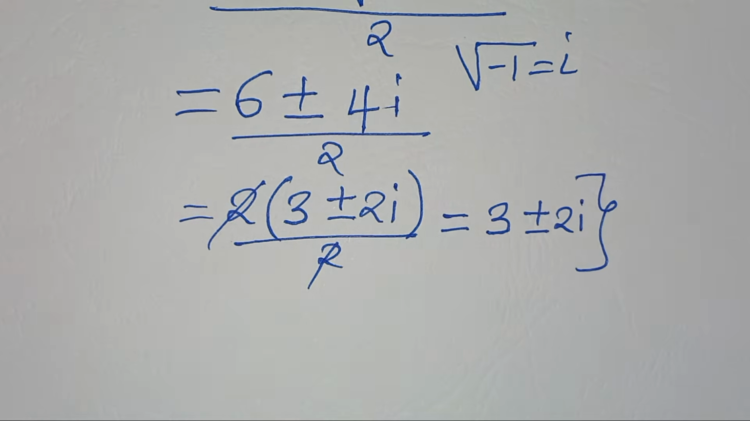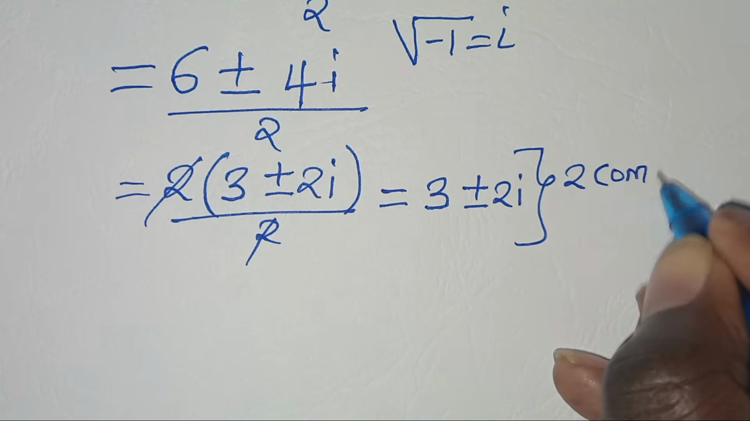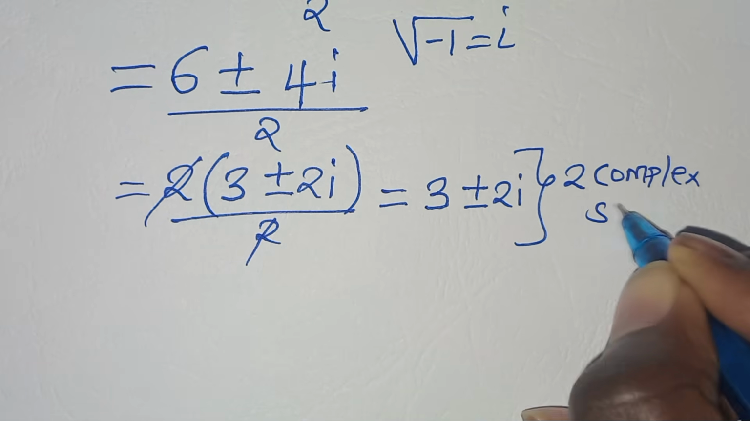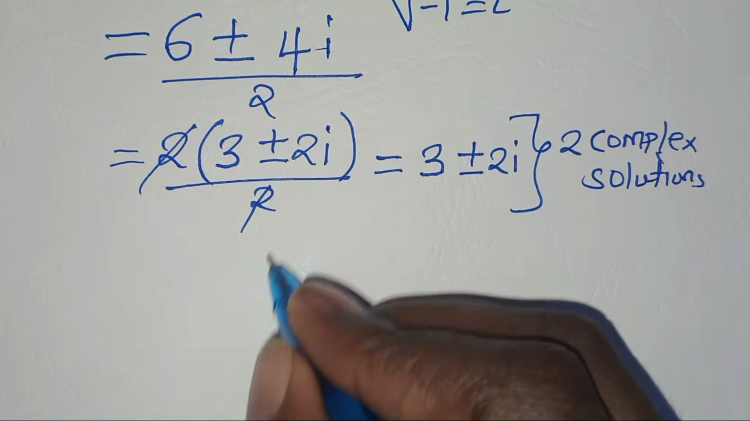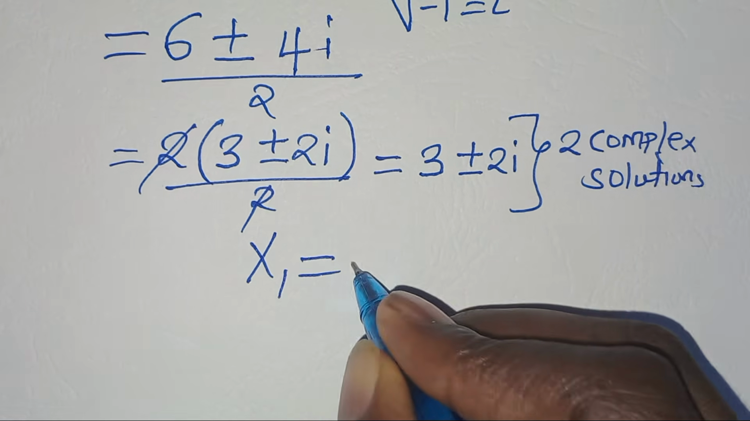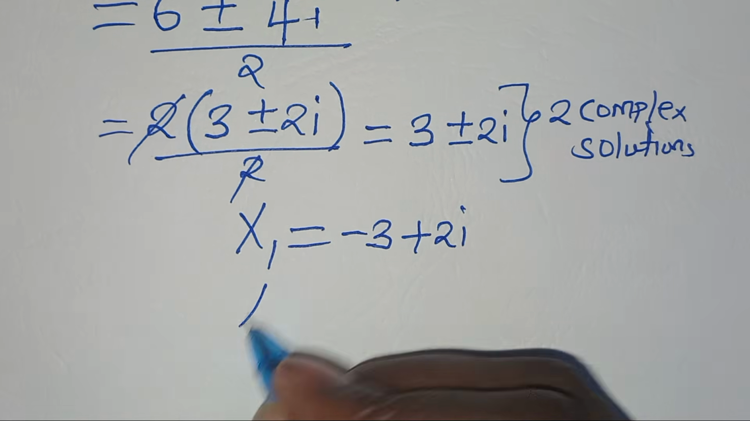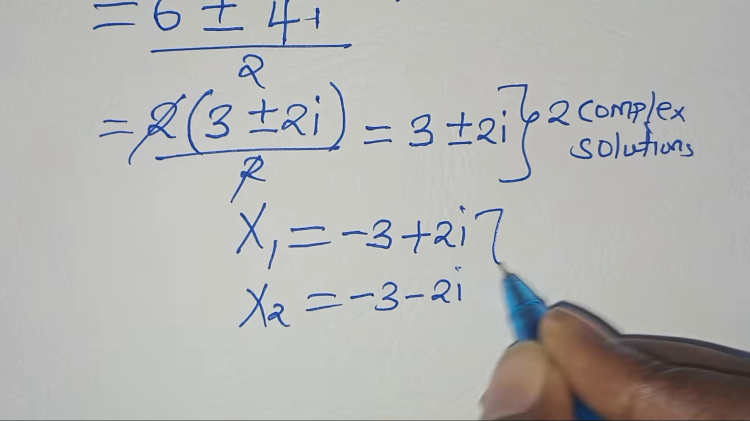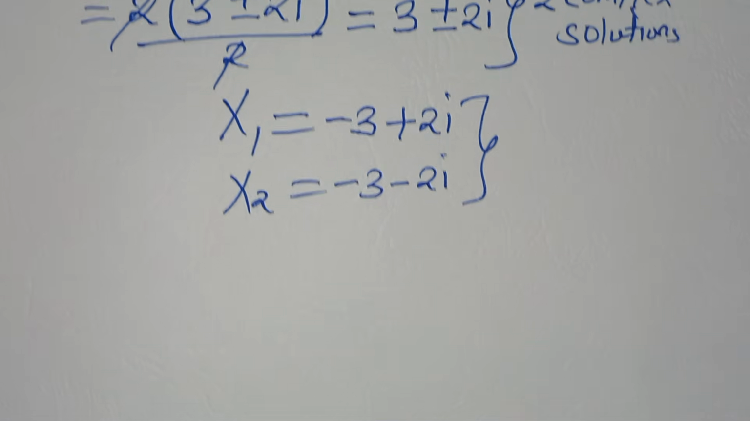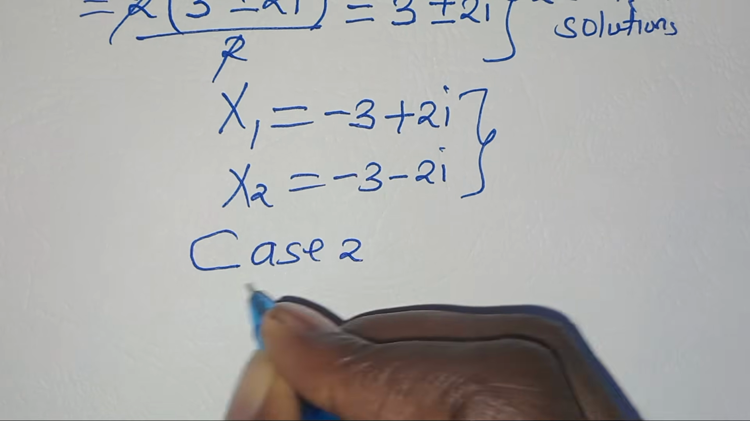So this implies that here we have two complex solutions. That is x1 is equal to negative 3 plus 2i. X2 is equal to negative 3 minus 2i. Now let's proceed to case 2.